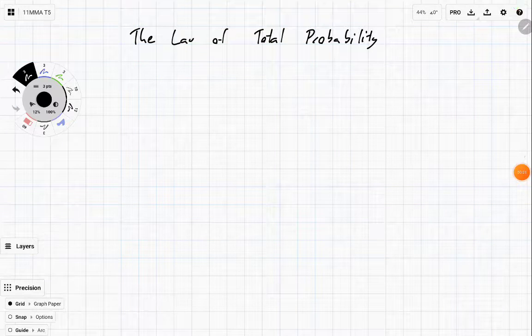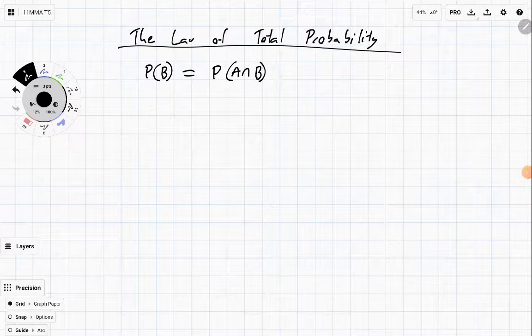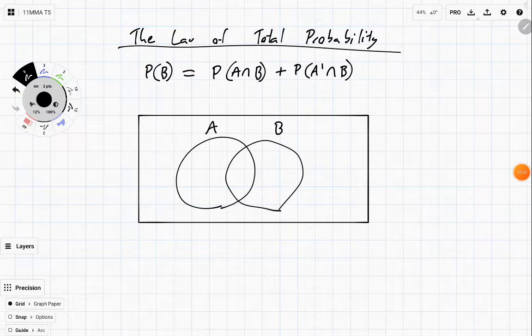Alrighty, so today we're going to be having a look at the law of total probability. So the law of total probability looks like this. The probability of B is equal to the probability of A and B plus the probability of A dash and B. And we can think about it most easily using a Venn diagram.